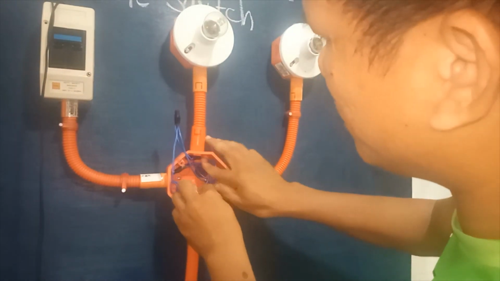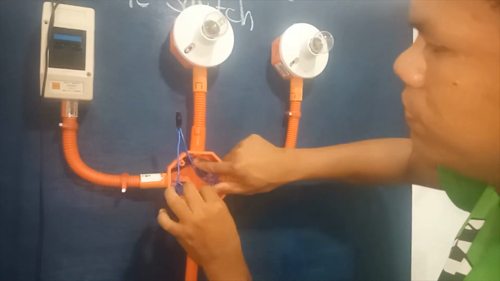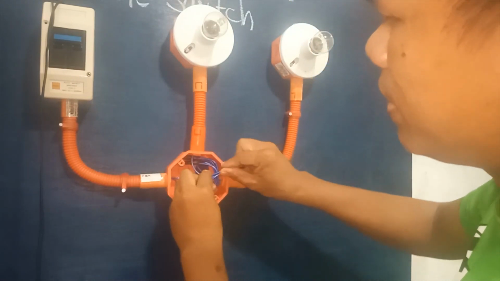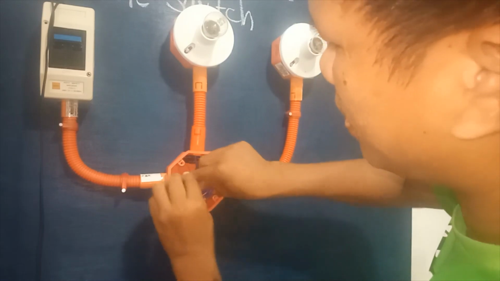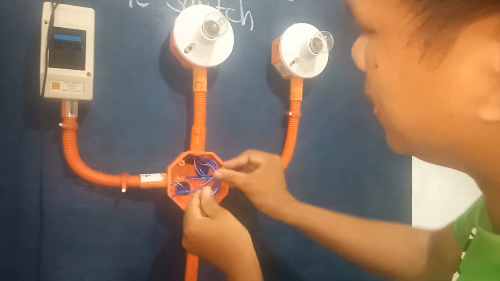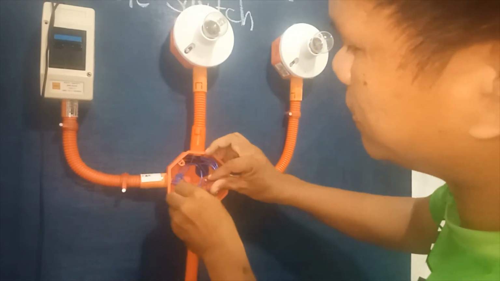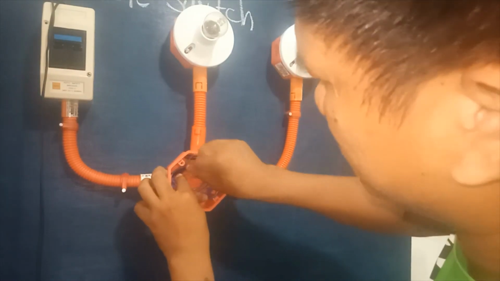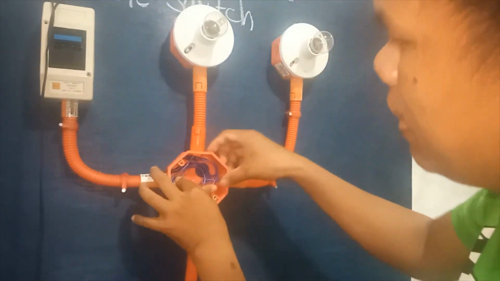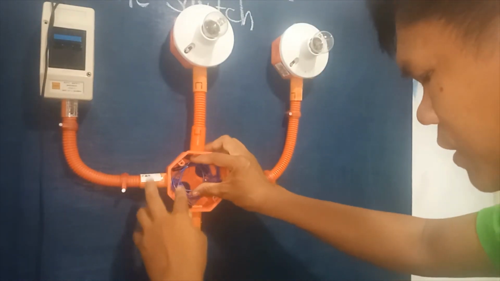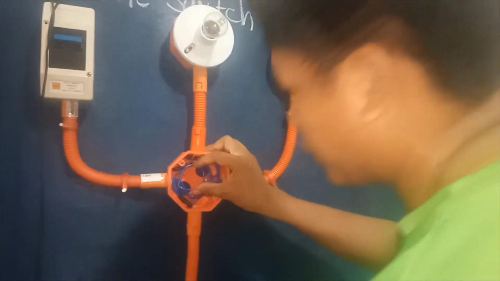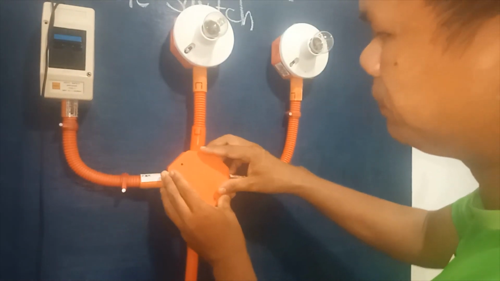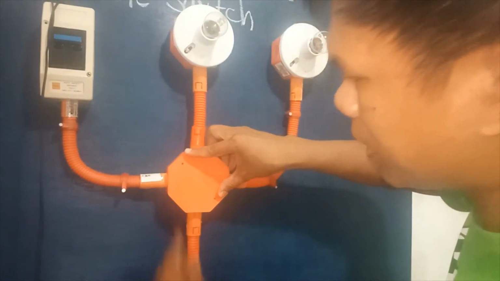So, hanggat maaari, hindi magkadikit-dikit yung mga electrical tape sa loob para hindi po sila mag-spark kung sakaling may sira po yung ating splicing po. Ayan. Okay? So, ganyan po guys. Segregate lang. Ayan. So, of course, lalagyan natin ng cover. Ayan. Yan si cover. Tapos, lagyan natin ng screw.